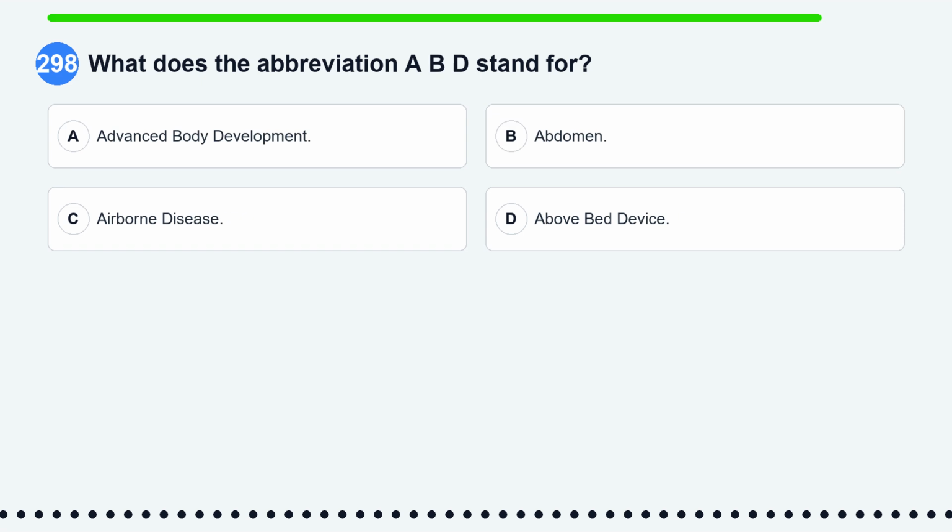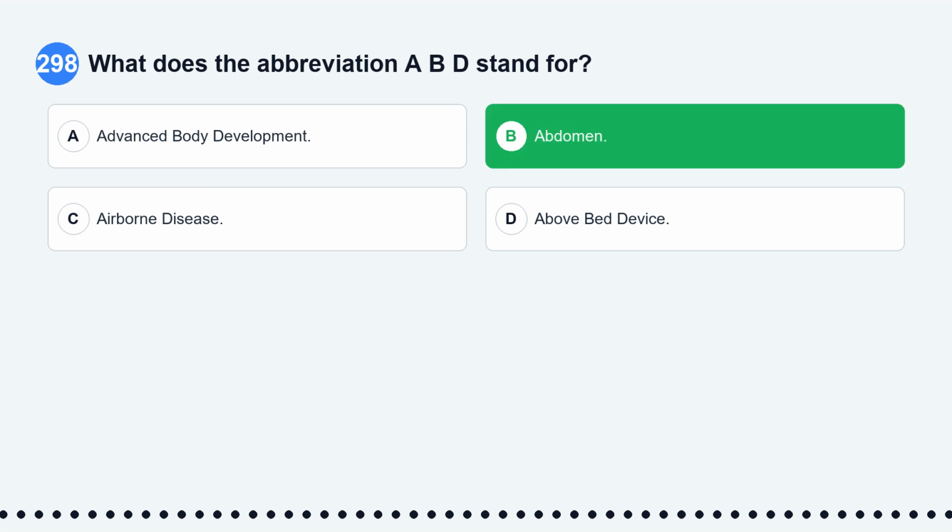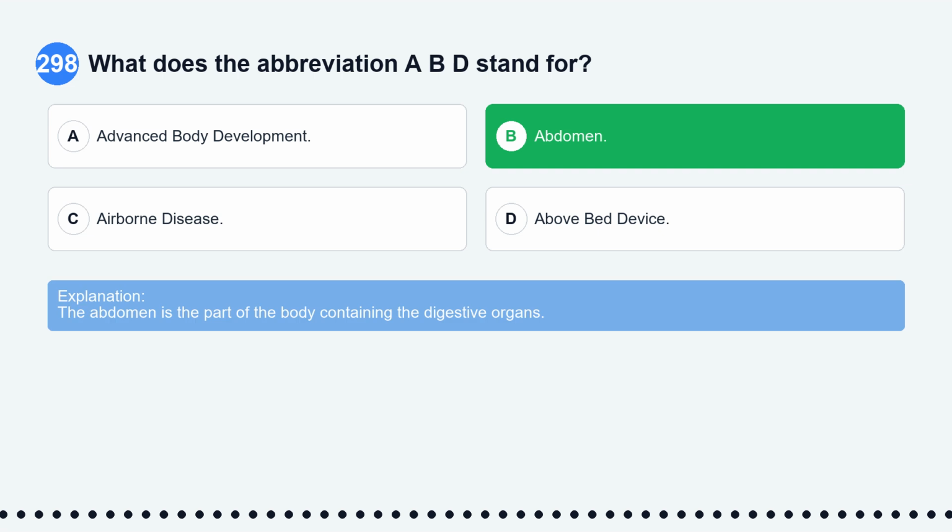Question 298. What does the abbreviation ABD stand for? Option A, advanced body development. Option B, abdomen. Option C, airborne disease. Option D, above bed device. The correct answer is option B, abdomen. The abdomen is the part of the body containing the digestive organs.